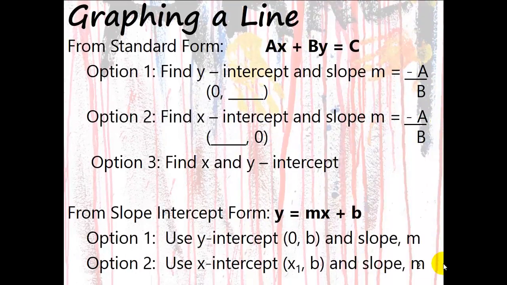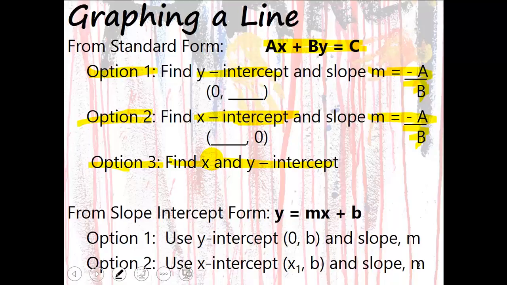You could be presented a line in standard form, which is ax plus by equals c. You have three options. First, you could find the y-intercept and use the slope. That's a very convenient one. Second, you could find the x-intercept and use that very same slope. It's another convenient one. And third, you could find the x and y intercepts. Again, another convenient one.